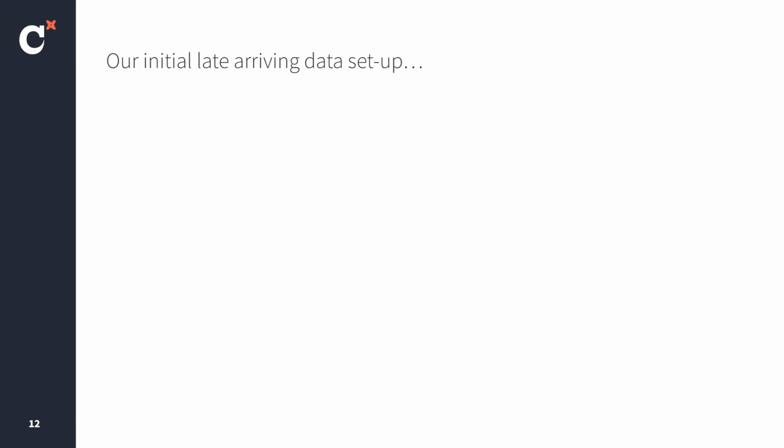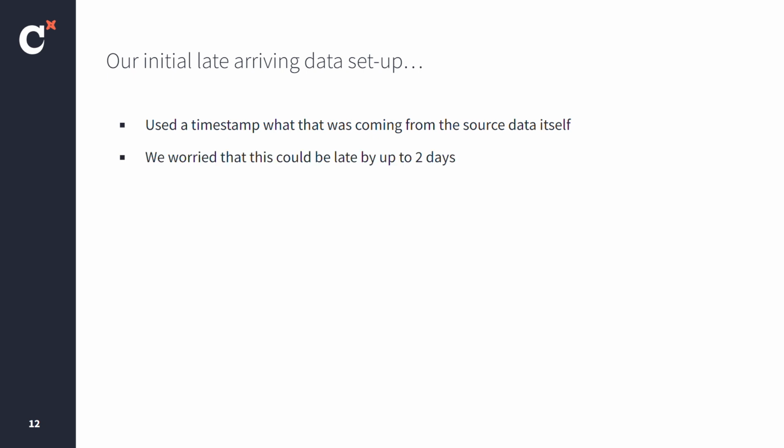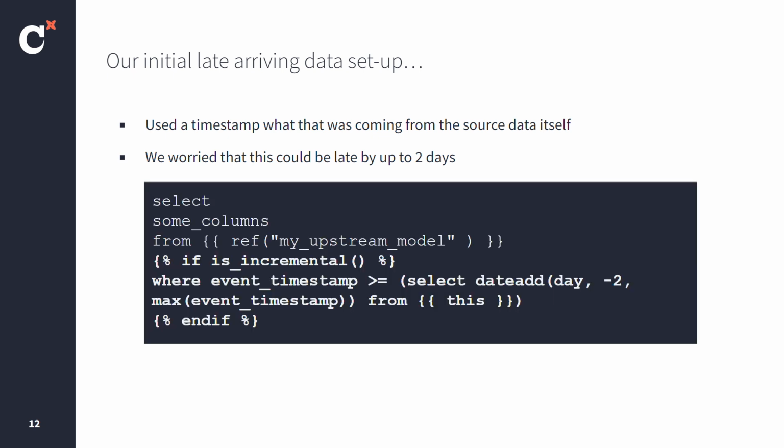Okay. So now I can actually talk about Amplify stuff and what we did. So this was our initial late arriving data setup. We were using a timestamp that was coming from the source data itself. And we worried that this could be late by up to 2 days. And so we set up our model to do something like this, which is, again, a very standard solution to a late arriving data problem. You say, where event timestamp is greater than, select date at day -2, max event timestamp, right? We're going to look back and process the last 2 days worth of data.